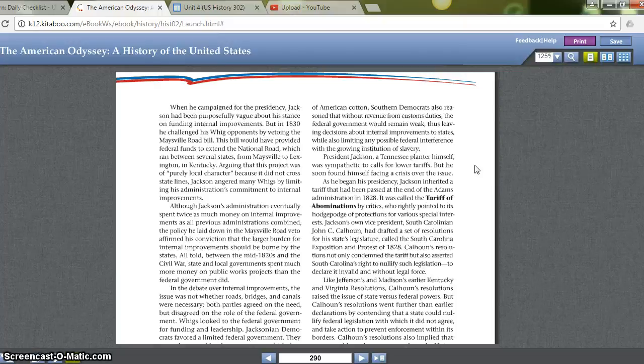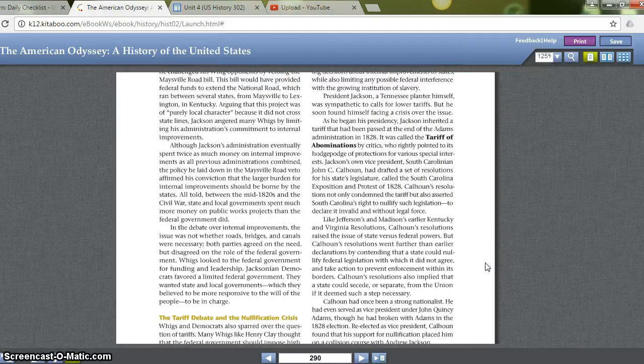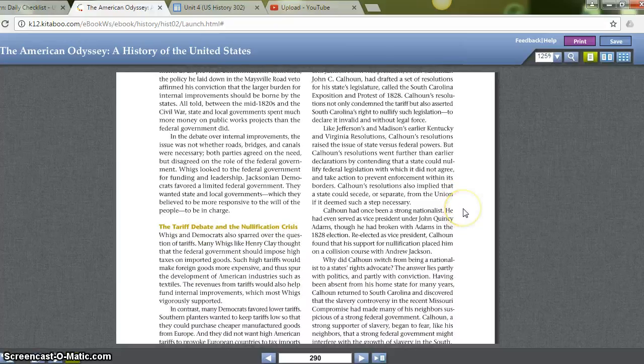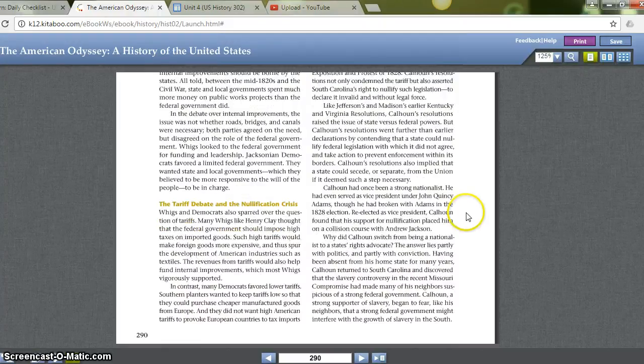Like Jefferson and Madison's earlier Kentucky and Virginia resolutions, Calhoun's resolution raised the issue of state versus federal powers. But Calhoun's resolution went further than earlier declarations by contending that a state could nullify federal legislation with which it did not agree and take action to prevent enforcement within its borders. Calhoun's resolutions also implied that a state could secede or separate from the Union if it deemed such a step necessary.